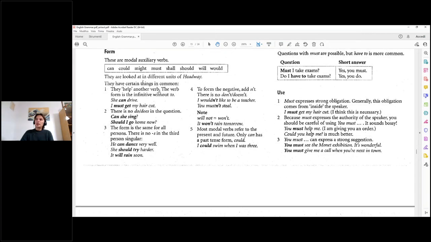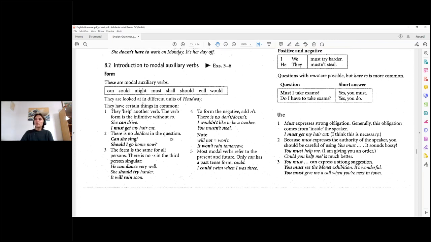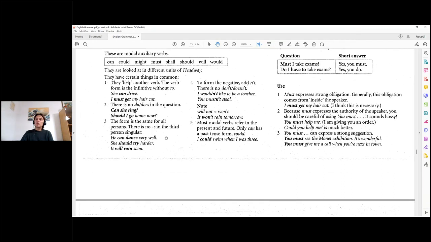Quindi they help another verb, si chiamano ausiliari perché aiutano altri verbi, ok? They help another verb. Quindi alla terza persona non vogliono la S, ok? Al negativo non vogliono il don't o il doesn't, ok? You mustn't steal, non devi rubare, you mustn't steal, for example. I wouldn't like to be a teacher, non mi piacerebbe lavorare come insegnante, cioè non mi piacerebbe fare l'insegnante.